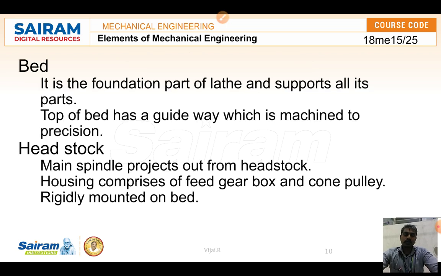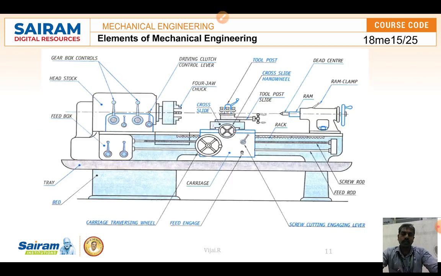So the bed is the one that consists of all the components of the lathe, and the top of the bed is a gateway which is maintained for precision. The headstock is the one where all the mechanisms are. It houses the gearbox and stepped cone pulleys for making different speeds. These are all rigidly mounted on the bed.